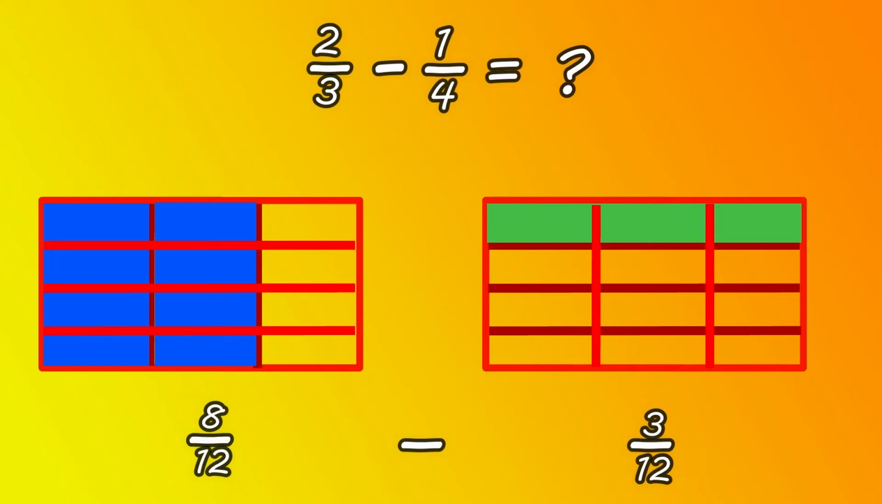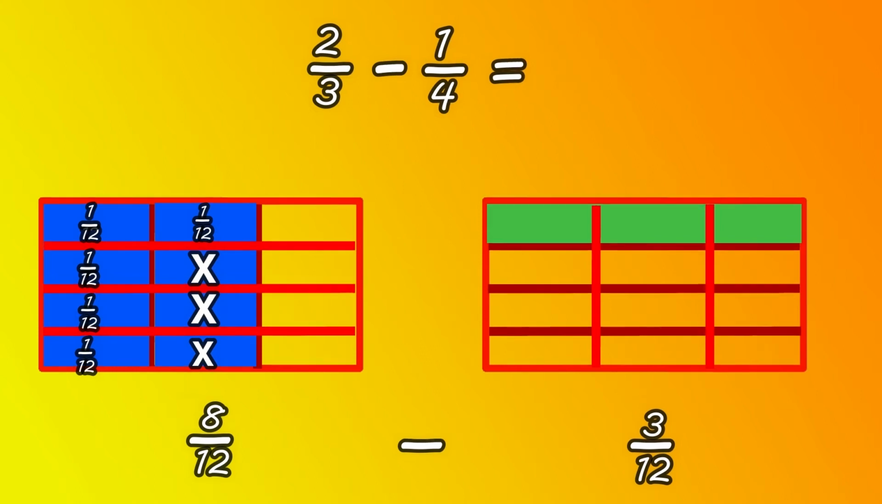We need to subtract or take away the 3/12 region from 8/12. I will cross out or put X to show 3/12 is taken away from 8/12. Count the remaining shaded part in 8 twelfths. Thus, 5/12 is the difference of 2/3 minus 1/4.